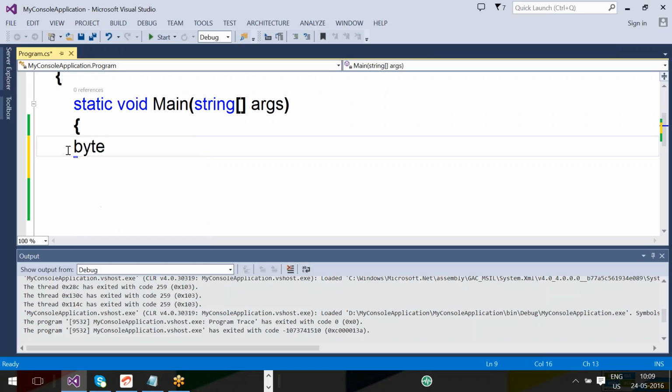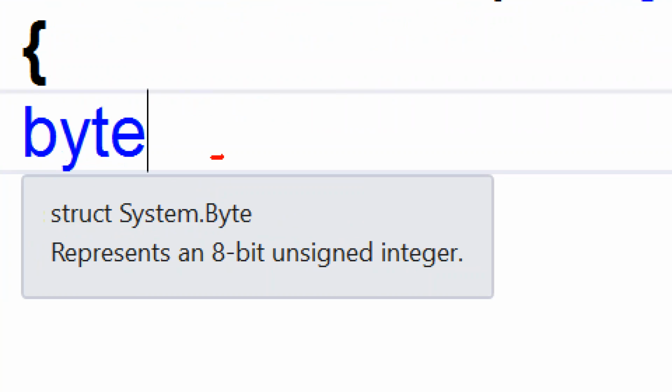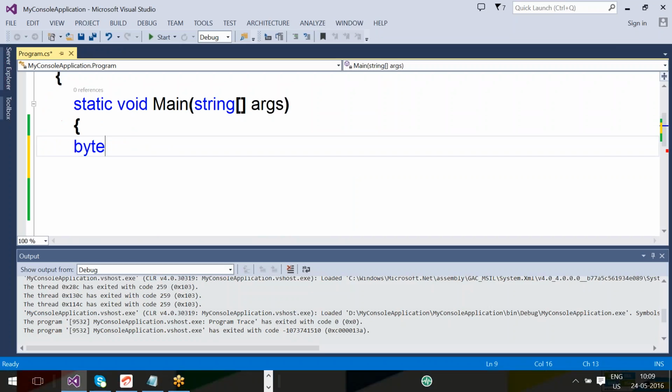Yeah, byte. Base type System.Byte. Here B is small, here B is capital. Okay, right, System.Byte. The importance of this base type, slowly you will understand when you are writing programs. Give me some time.